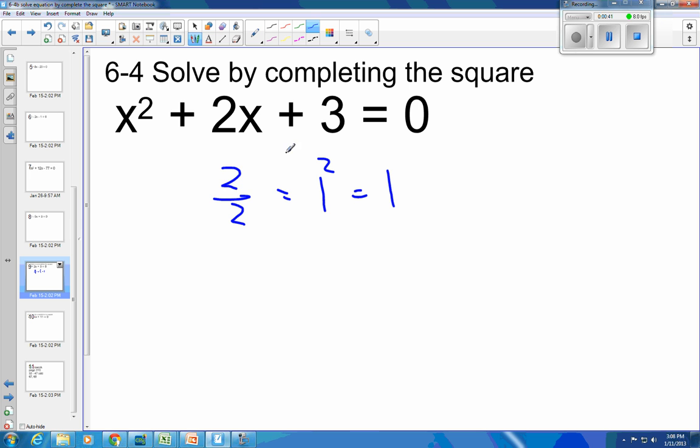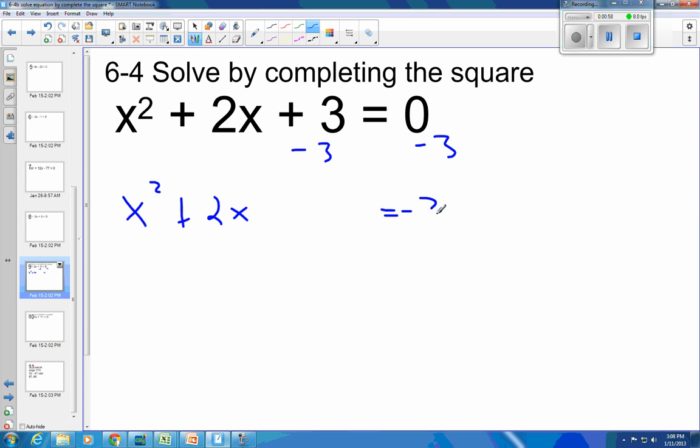Well, the easiest thing to do, and the way I teach it, is before I do this part here, I clear the constant from the one side. So I minus 3 from both sides. So then I've got x squared plus 2x is equal to a negative 3.